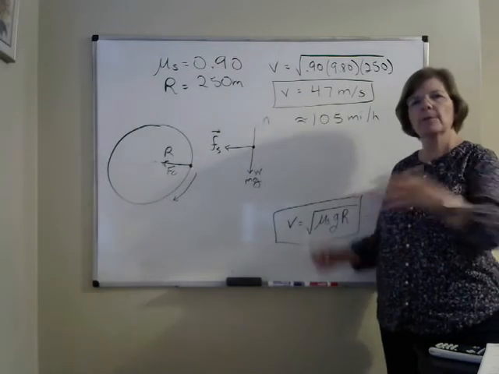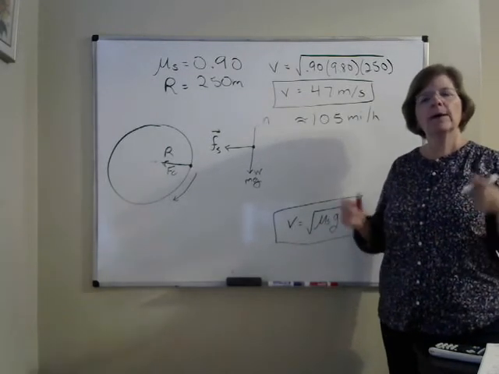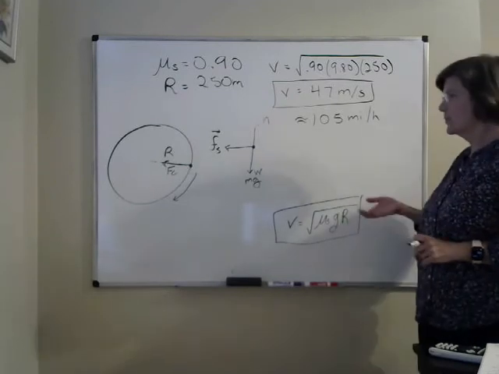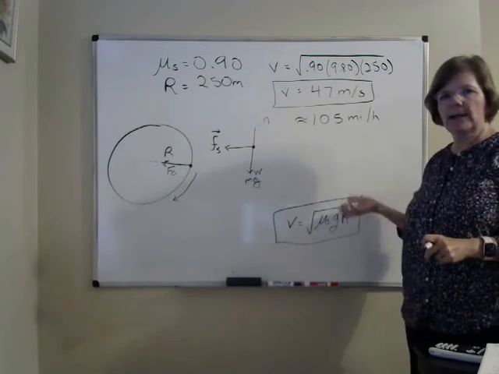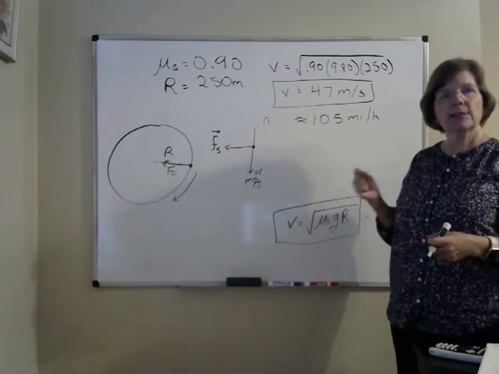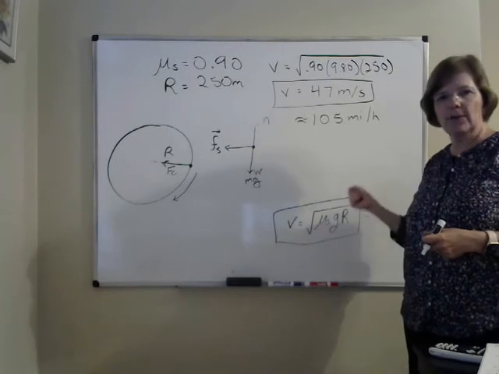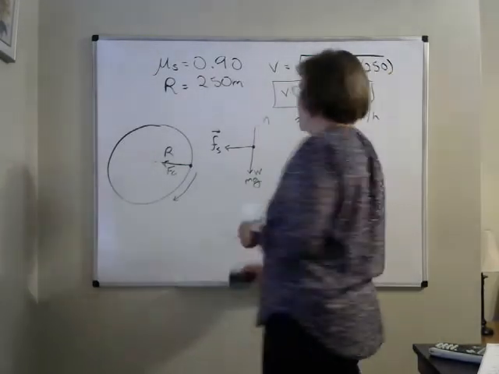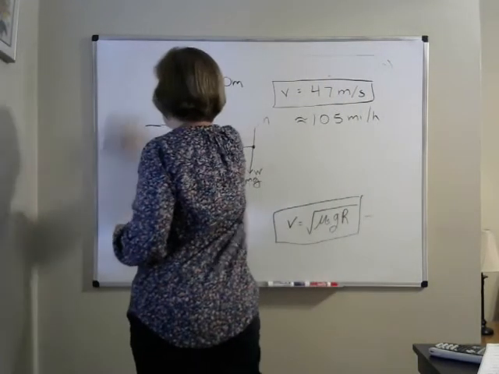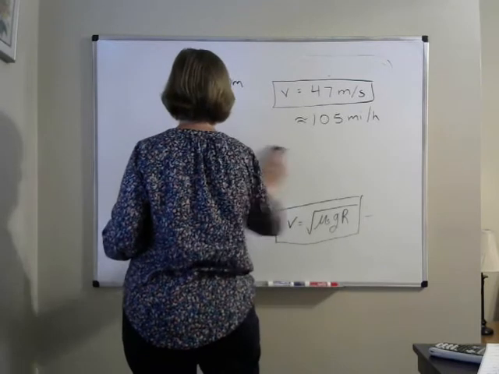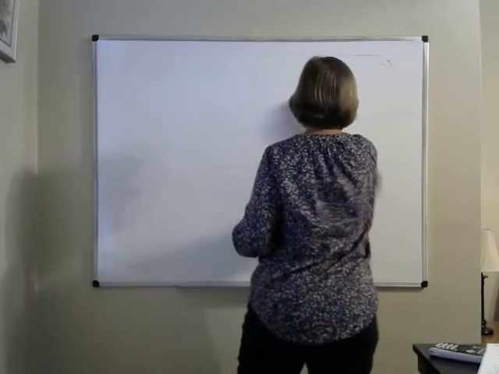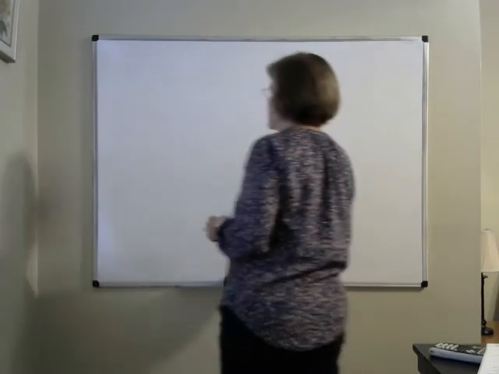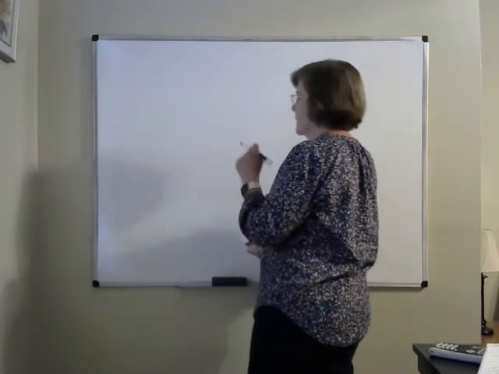Horizontal circle problems aren't too difficult. You just need to think, what is the force that's supplying the centripetal force? If it's a friction force, then friction has to equal that centripetal force. If it's the tension in a string, then the force in the string has to equal that centripetal force. We're going to look at a different problem. We're going to move on, and I want us to consider vertical motion.